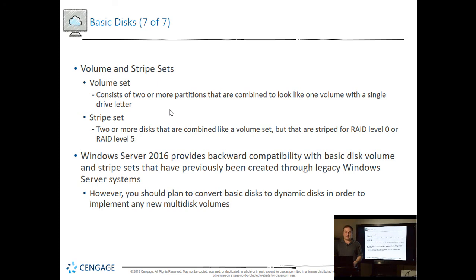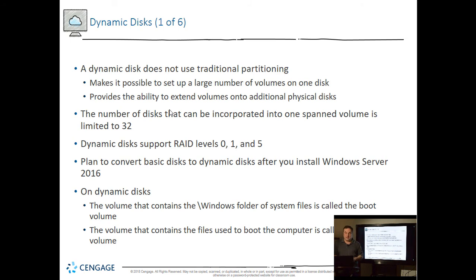Volume and stripe sets. In Server 2016, they no longer really call it RAID 0, RAID 1, RAID 5. However, they call them volume sets and stripe sets, or also with parity. So you'll see that when you get into creating your parity drives. Windows Server 2016 provides backward compatibility with basic disk volume and stripe sets that you used to do with previous legacy Windows Server operating systems. However, it's recommended you convert your basic disks to dynamic disks in order to implement new types of multi-disk volumes that were not previously available.